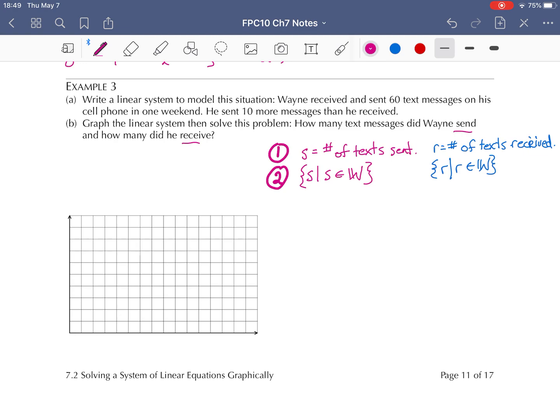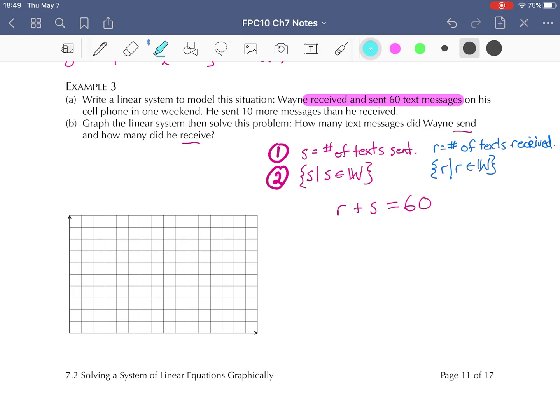Now we need to find our equations. So let's go back up and take a look. He received and sent 60 text messages. So that's a total, which makes it easy to write: the number he received plus the number he sent equals 60. That's the first equation.